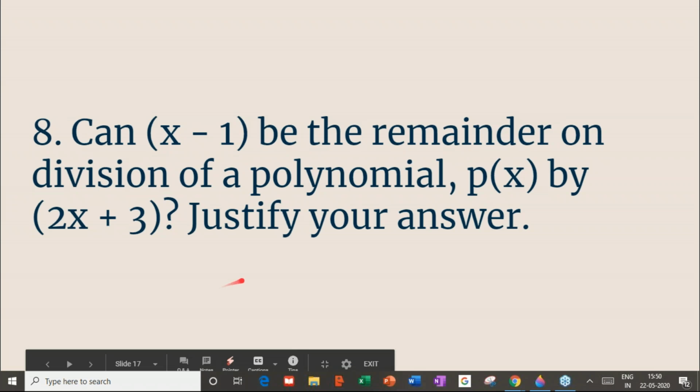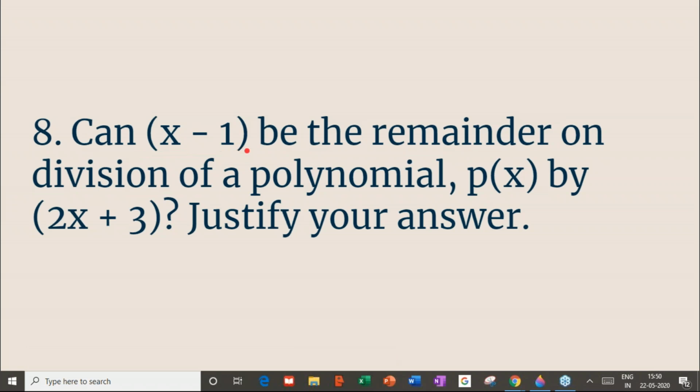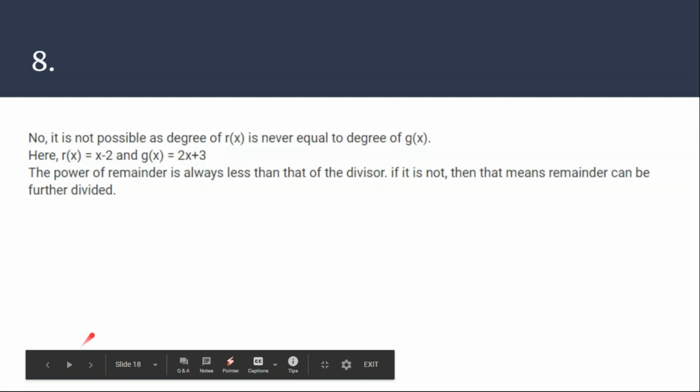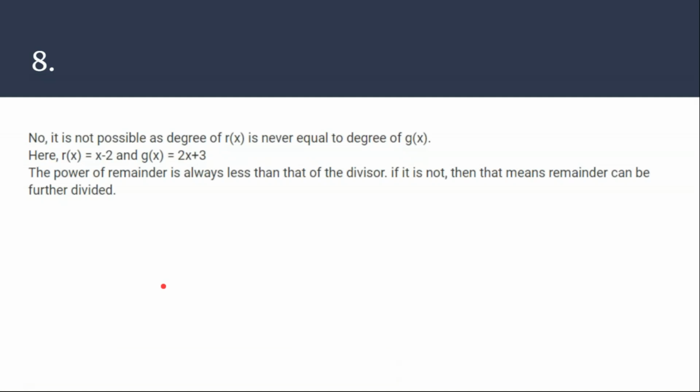Okay, which means this cannot be a remainder. It must be something in between. It may be possible this is a term in between, but then further division can be done to get a remainder. That's all. So it should not be equal. That's the only property used here.